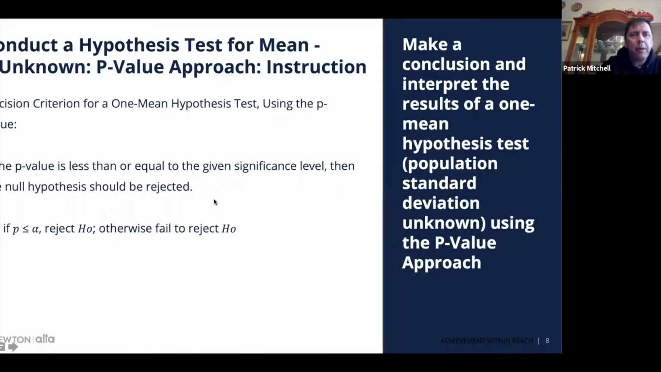All right, so remember the decision criterion for a one mean hypothesis test using the p-value approach. If the p-value is less than or equal to the given significance level, then the null hypothesis should be rejected. When p is low, the null must go. When p is high, the null will fly. If p is less than or equal to alpha, reject the null hypothesis, otherwise fail to reject the null hypothesis.